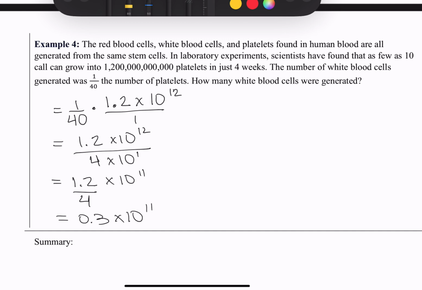So now what I can do is I can take that 0.3 and move the decimal place over 11 spaces. So I'll have 3 followed by 10 zeros. All right, let's see, hundreds, thousands, so we're at 30 billion and 30 billion white blood cells.